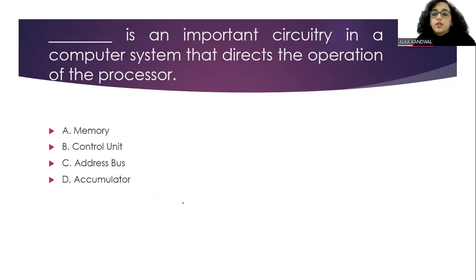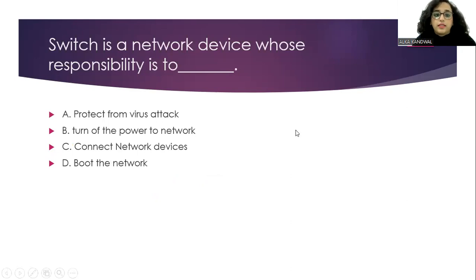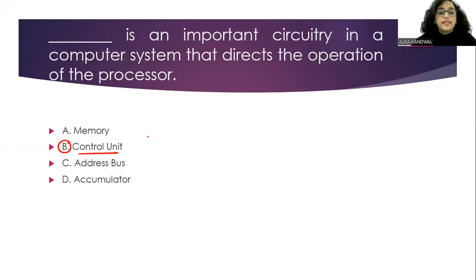Dash is an important circuitry in a computer system that directs the operation of the processor. कौन सा important circuitry है computer system का that directs the operation of the processor? That is nothing but the control unit. All the operation directs the operation of the processor. So the answer is nothing but, okay, just hold on, it is control unit.